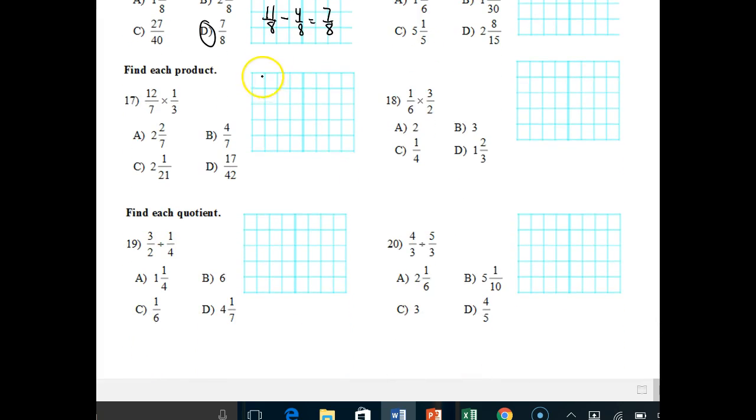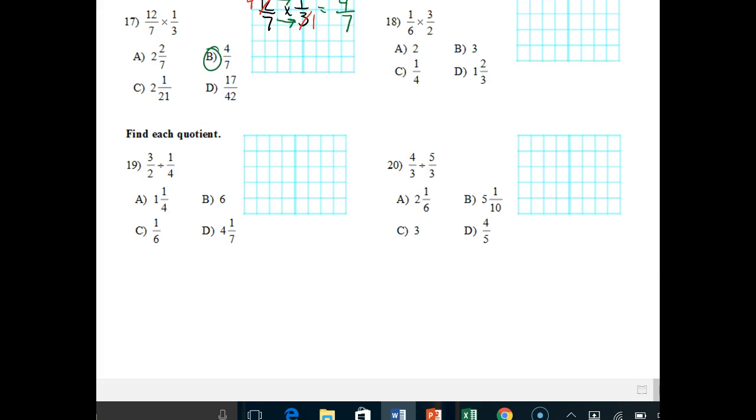Multiplying, remember you multiply straight across, but you look to cross cancel first. So here you can cross cancel our 12 and our 3, divide them both by 3. 12 divided by 3 is 4, 3 divided by 3 is 1. Now we multiply straight across, and we should get 4 times 1 is 4, 7 times 1 is 7, 4 7ths.